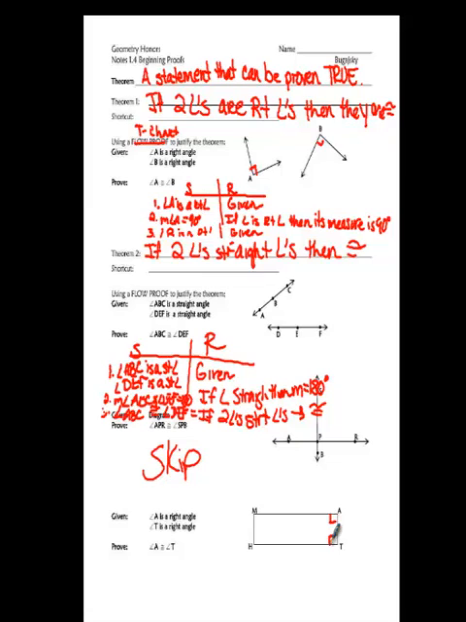So I'm going to go right into my proof here. I'm going to have my statements followed by my reasons. My first statement, I'm going to begin with my given information that angle A and angle T are right angles.